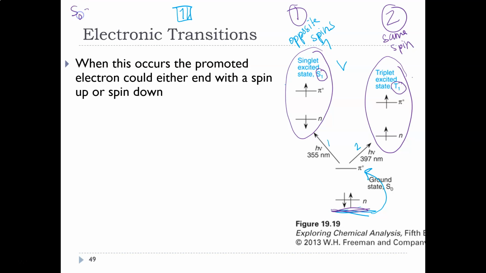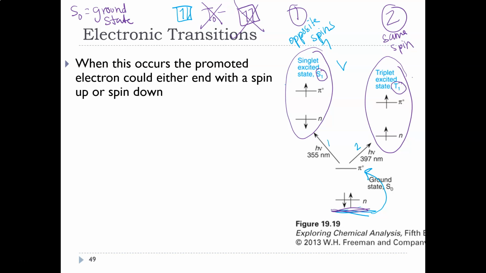Singlet state 0 is the ground state. That's what it normally is. It's not possible for triplet state 0 to exist because that would be both of them pointing up in the same box. That's not allowed. Okay, so the ground state is singlet state 0.